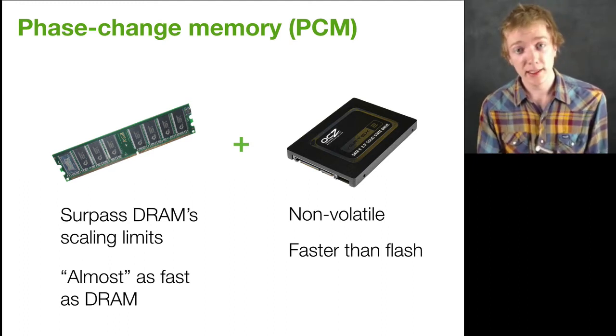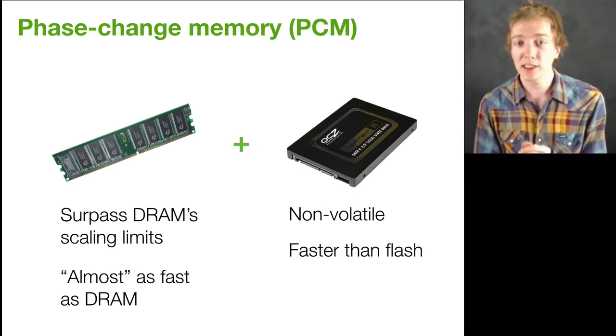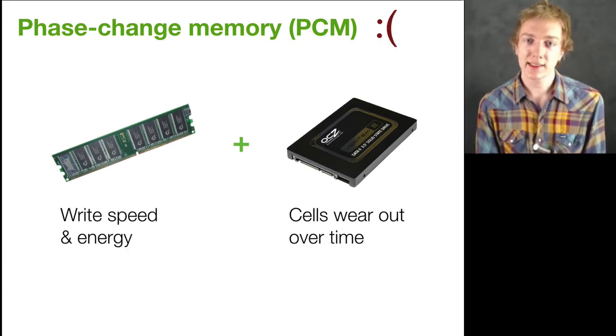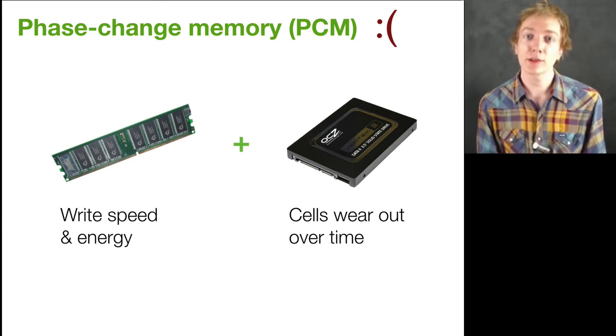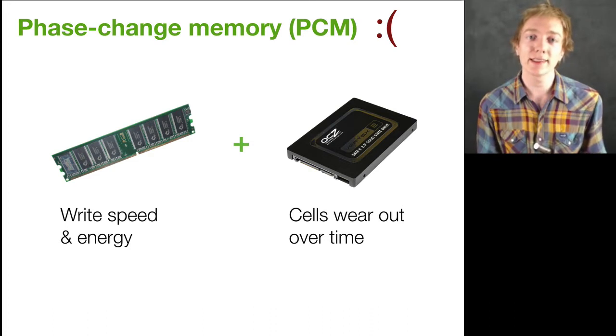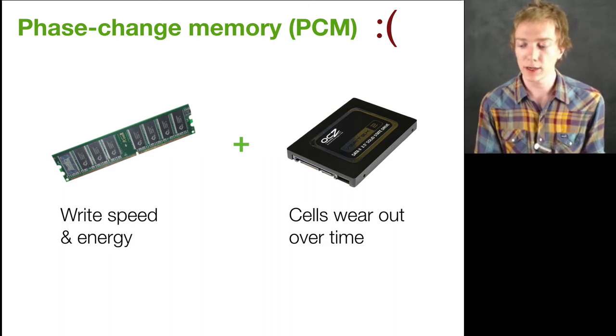So these are properties that make us excited about PCM, but PCM comes with its own quirks that will need to be solved if we're going to use it for main memory and persistent storage. One of the quirks, almost from the previous slide, is that PCM is not quite as fast and it's not quite as low power as DRAM. And so in order to make it a good competitor to DRAM, we're going to need architectural techniques that make it fast to read and write, and make those accesses as low power as possible.